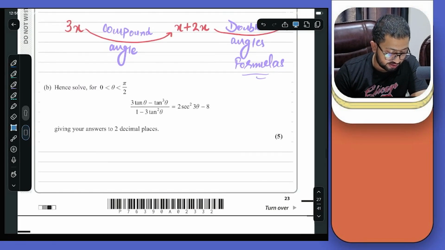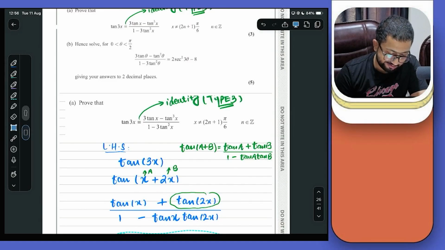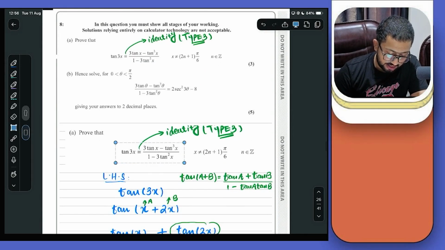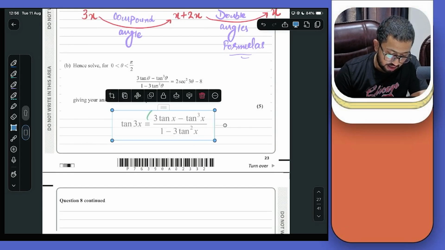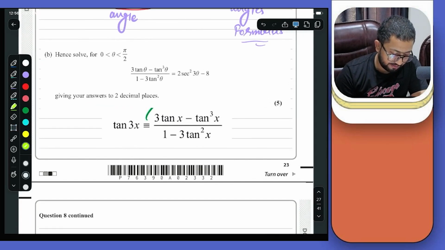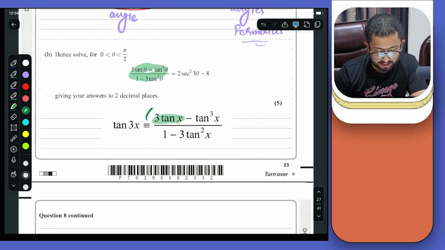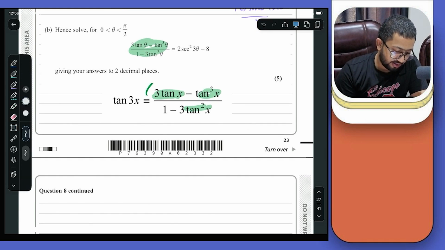Hence, so whenever the question says hence, always compare with the previous part. So let's compare with the previous part. Are they exactly equal to each other or not? Yes, they are exactly equal to each other. 3 tan x minus tan cube x, perfect. So now let's start.